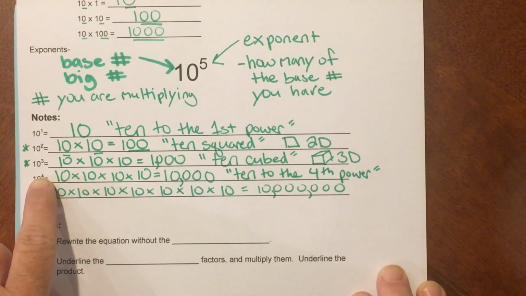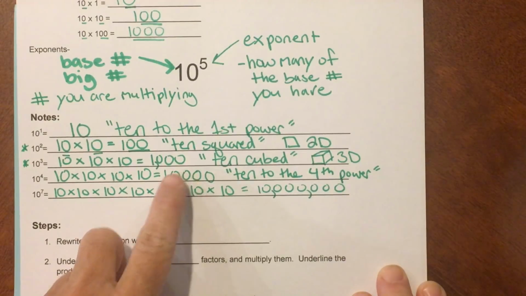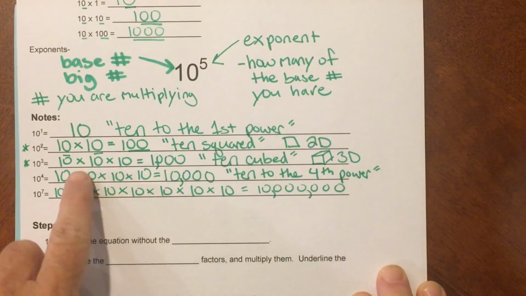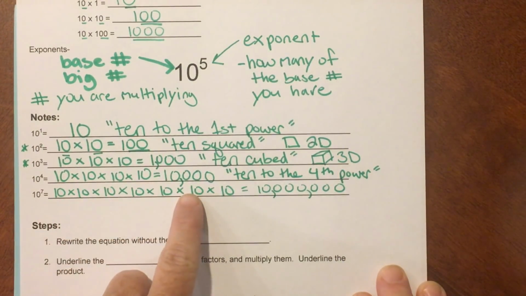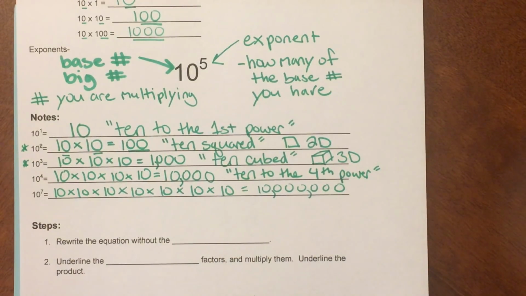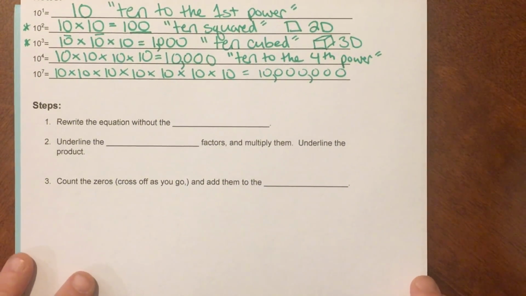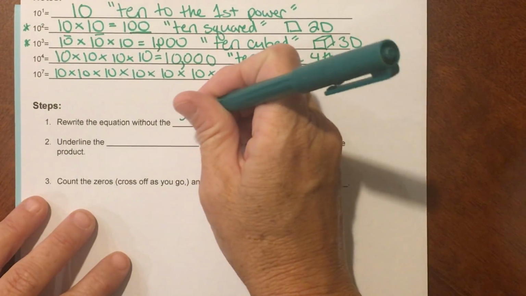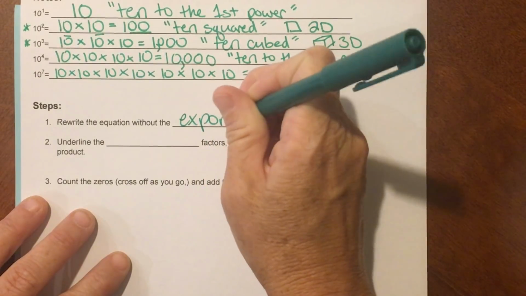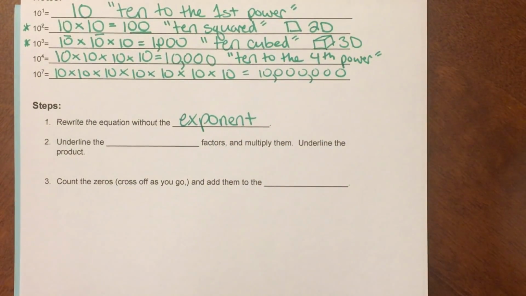10 to the 4th power, it had 4 zeros. I want you to still understand what it means, but this is a great shortcut to help you. Okay, so what are our steps going to be today? We only have 3. So first we're going to rewrite the equation without the exponent. In math, you're almost always going to get rid of your exponent right away. You cannot do math very easily with exponents.